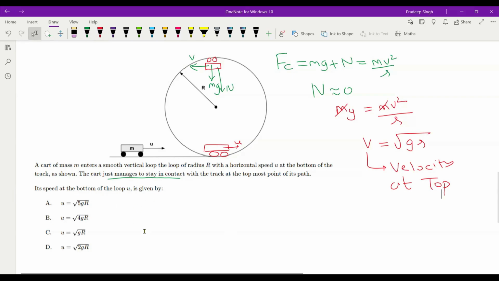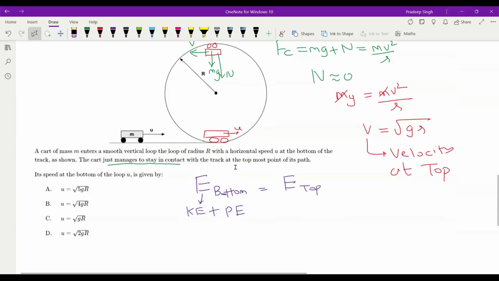For that, we will use the energy conservation rule. We will write that the energy of the cart at the bottommost point will be equal to the total energy at the topmost point. Now, energy, remember, is kinetic energy plus potential energy for both cases, bottom and top. At the bottom, the cart was moving with a speed of u. So kinetic energy we will write as half mu squared. Potential energy will be mgh, but the height we assume as zero on the ground. So potential energy is zero.